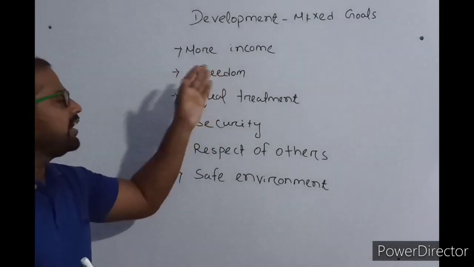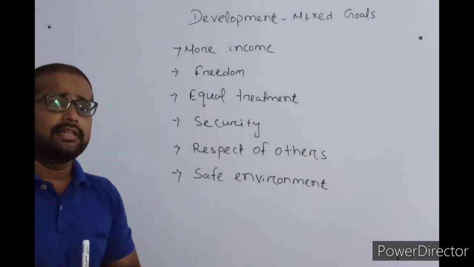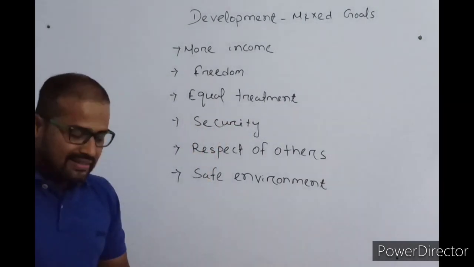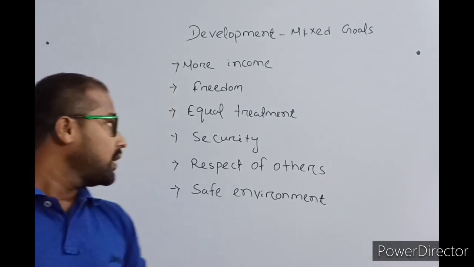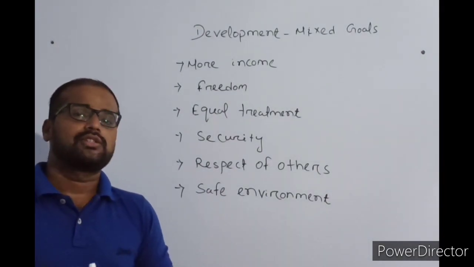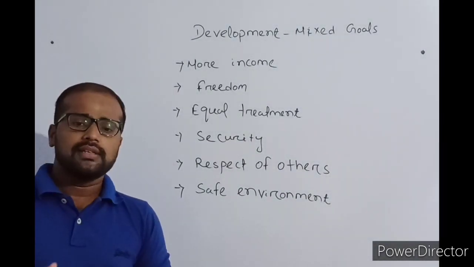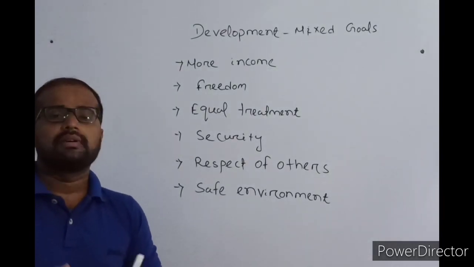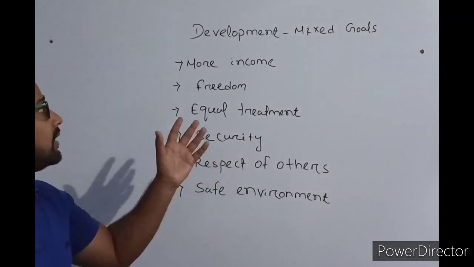These are freedom. Freedom in society also determines development; if more freedom is available, one feels more developed. And equal treatment: one expects from society that there should be equal treatment to him or her. The next thing is social security, which is one of the most important things considered in development. And the respect of others: everyone wants respect in society, and a safe environment, a pollution-free environment where he could get free oxygen, is also considered as development.